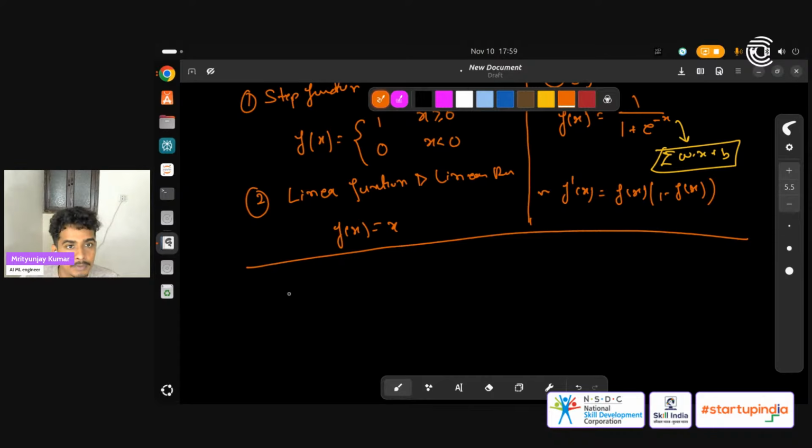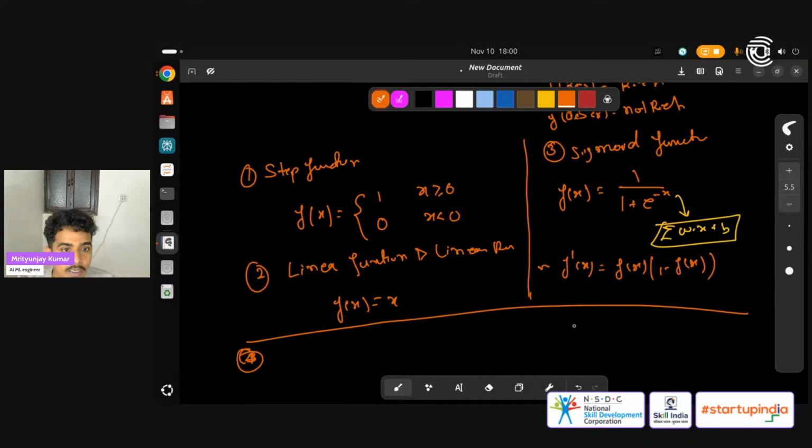Now, just focus on the function and their characteristics. I will draw the graph as well. For this step function, if the input is 0, it means a 0 value. Here it is 1, right? So this one is blank, and for 0, it is a circle, like this.